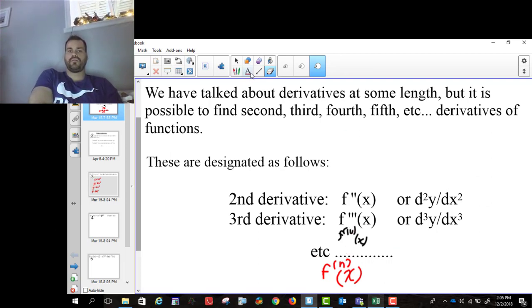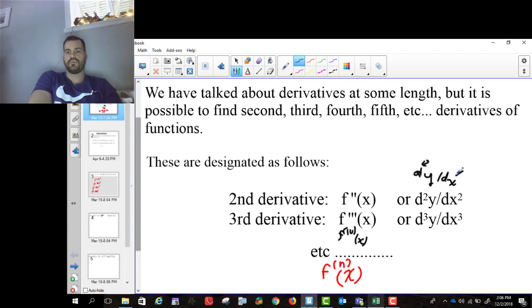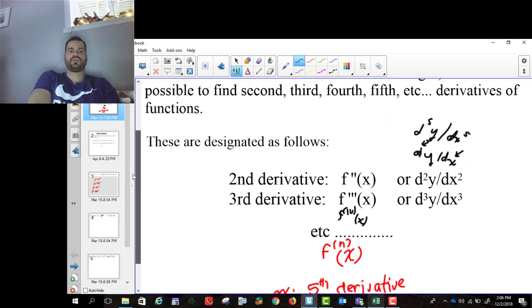If you're using Leibniz notation, we haven't used this much, so don't worry if you don't get it right away, but your original derivative is dy over dx. All we do is put a degree number on the d's, like this. That would be the fifth derivative, because there's a 5 there. Do you get that? Hopefully you do. So that's the notation, and that's what it means.